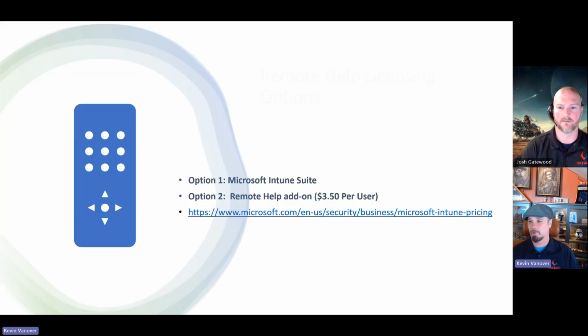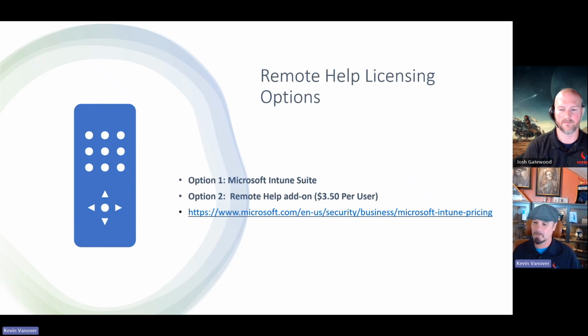So one of the things that we need to do for Remote Help is we need to get it licensed. Now, activating Remote Help in Intune is a tenant-wide setting, but it is a per-user license. So in option one, we have the Intune suite where Remote Help is included in a bundle SKU, but it has many other things. And then option two is just the Remote Help add-on license, which is $3.50 per user. Now, I have added a link down there at the bottom in that page, so you can go there and see the breakdown in pricing and whatnot, but that's pretty much it. You just need to make sure you license it per user.